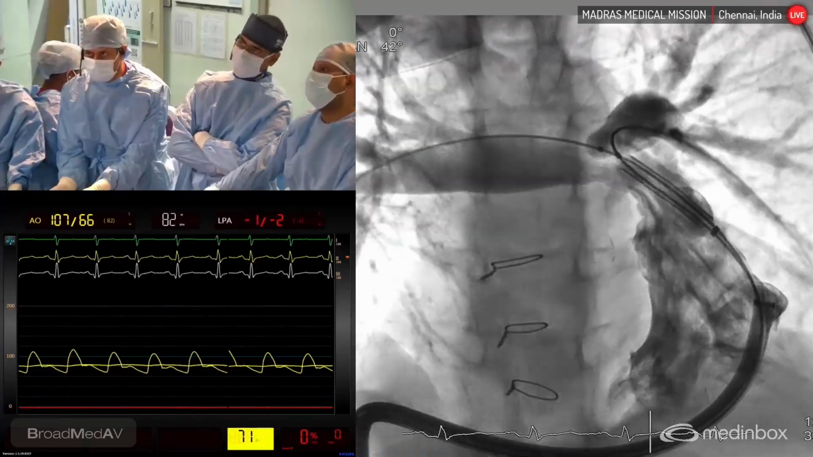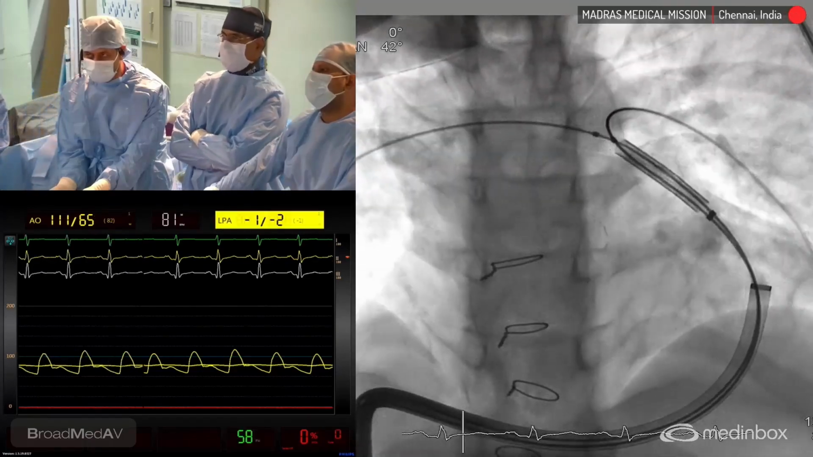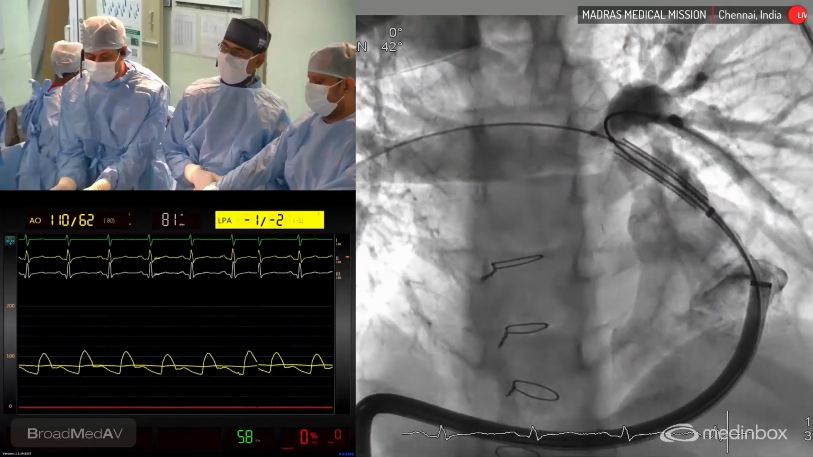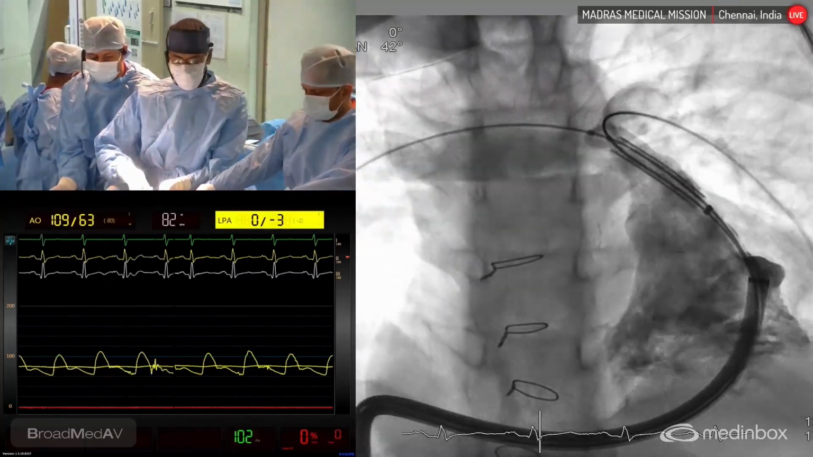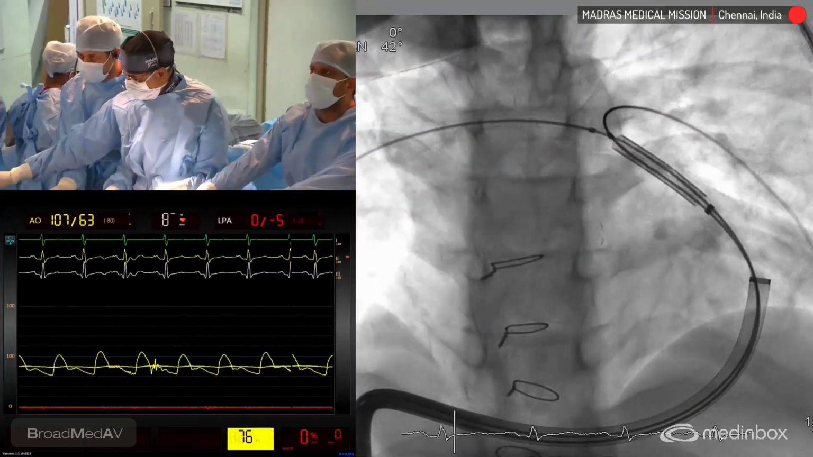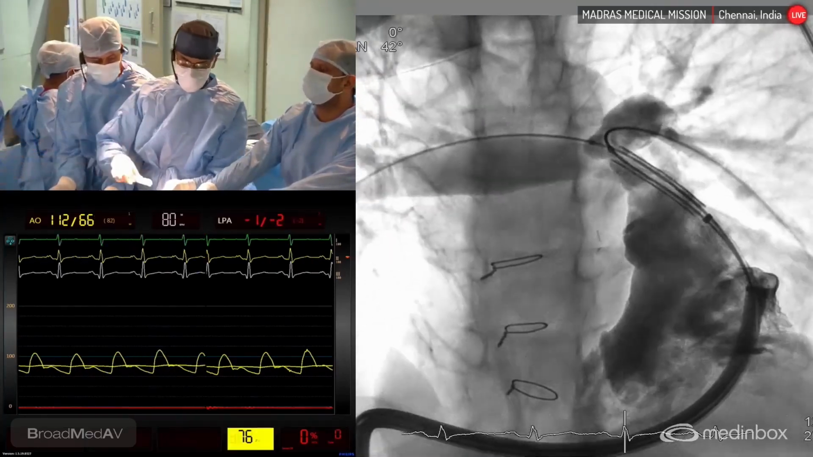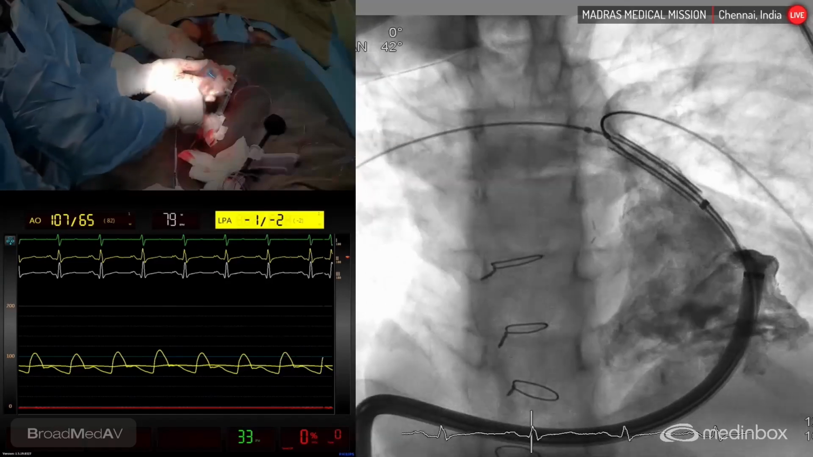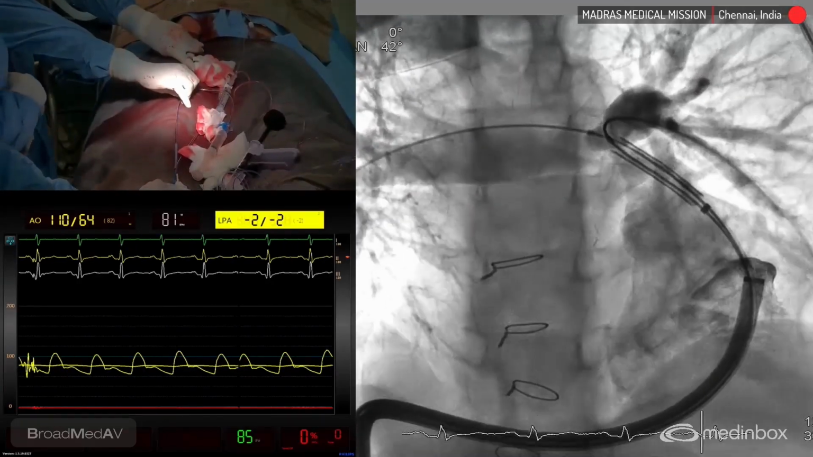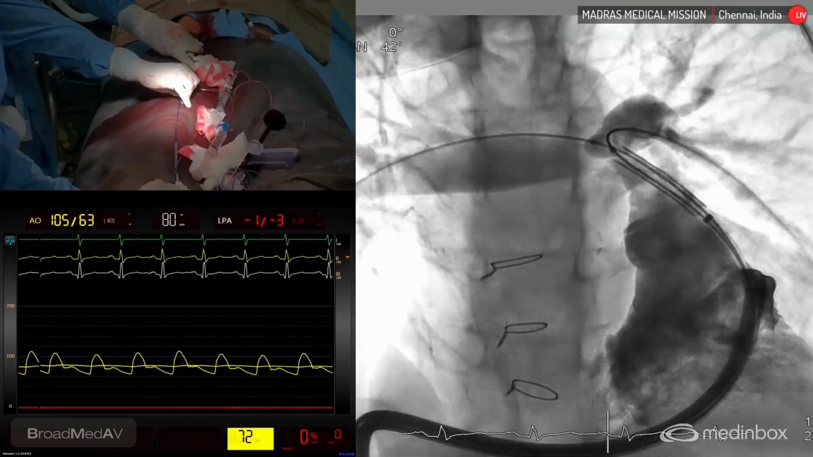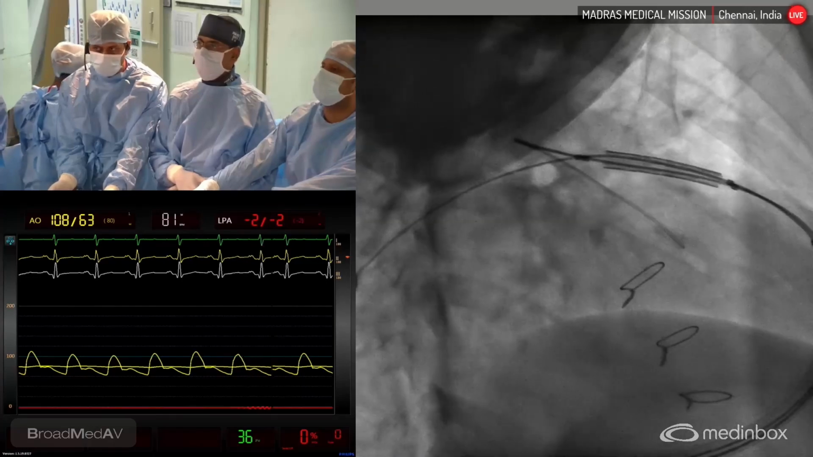We're pretty close to the bifurcation. Our intention will be to expand the stent. Let's try to get the right and the left pulmonary artery a bit separated. So let's go to about RAO 40 and cranial 40. Our intention is to separate the right and the left and see both the ostia separately.